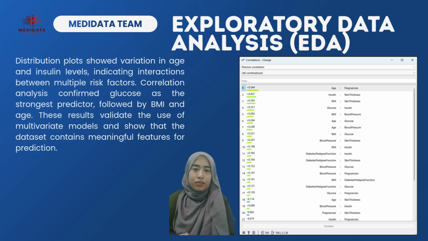Next, we move to exploratory data analysis. Distribution plots show the variance in age and insulin level, indicating interaction between multiple risk factors. Correlation analysis confirmed glucose as the strongest predictor, followed by BMI and age. This result validates the use of multivariate models and shows that the dataset contains meaningful features for prediction.